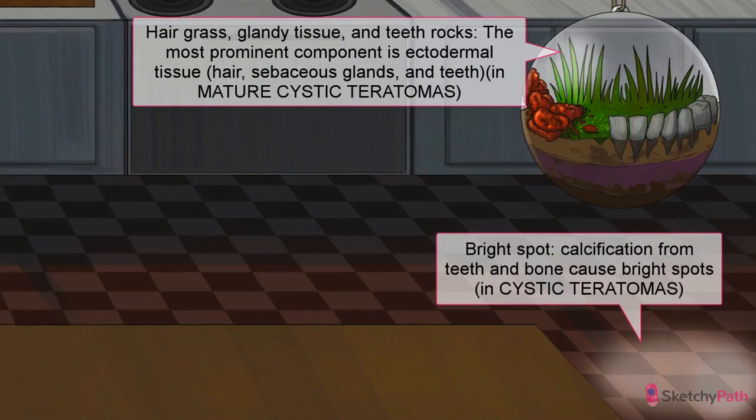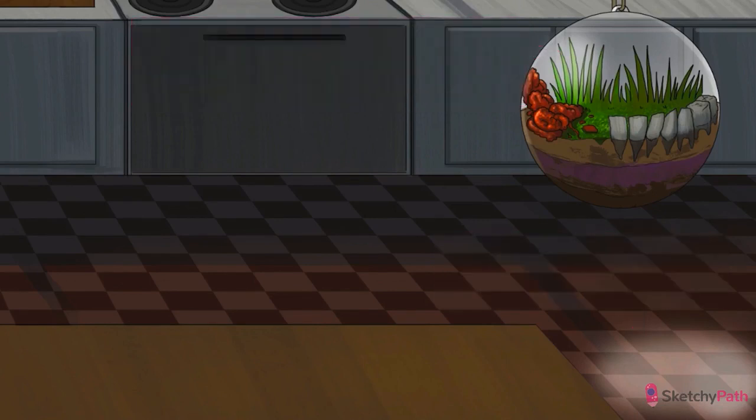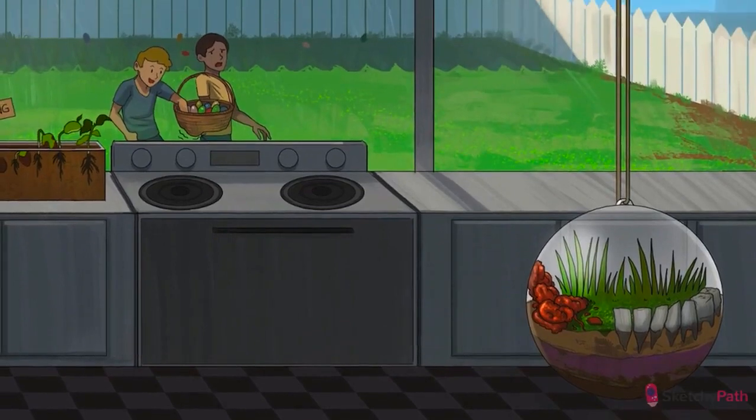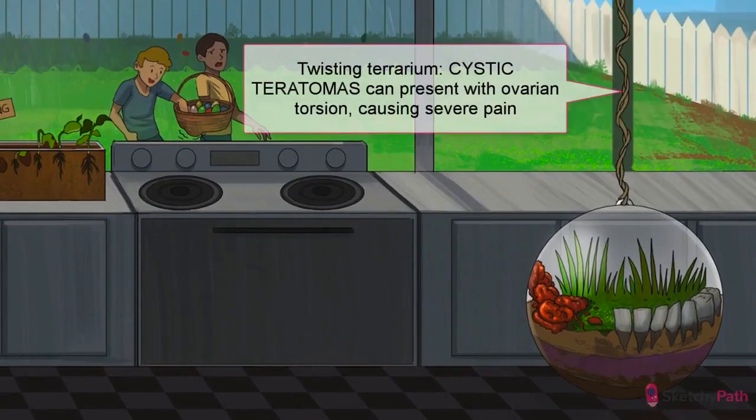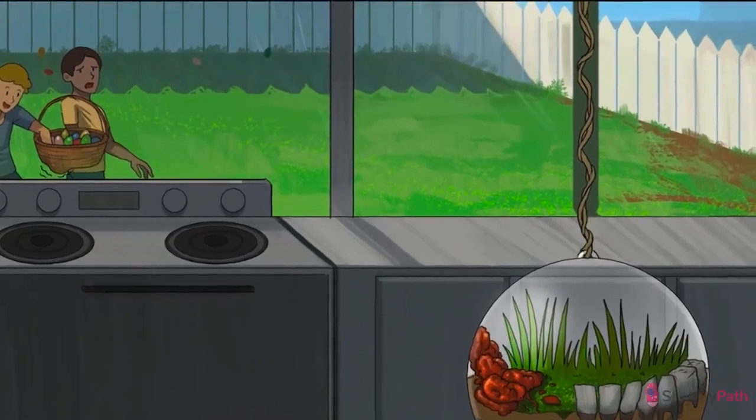On imaging, bright spots of calcification light up from teeth and bone, hence the bright spot on the floor caused by the terrarium as it magnifies the sun. And if that wasn't enough, these tumors smell pretty funky when you cut them open, thanks to all that sebaceous tissue. So just don't disturb the terrarium, okay? Cystic teratomas are frequently asymptomatic, presenting as a painless adnexal mass on routine exam. But, just like other ovarian tumors, if they grow large enough, they become a risk factor for ovarian torsion. Just look at that twisted cord holding up the terrarium. Makes me uncomfortable just looking at it.